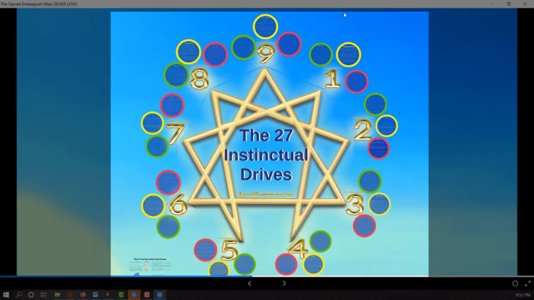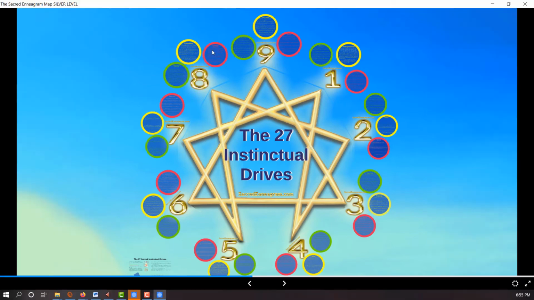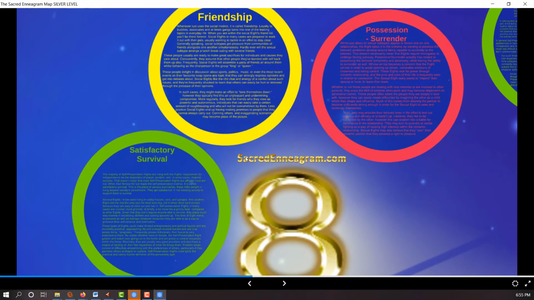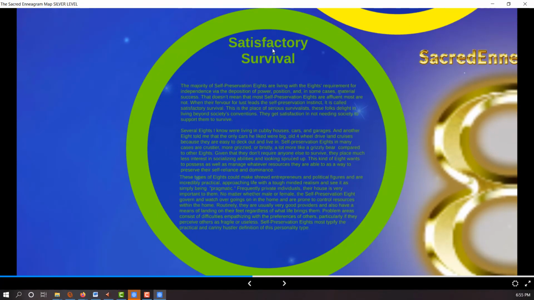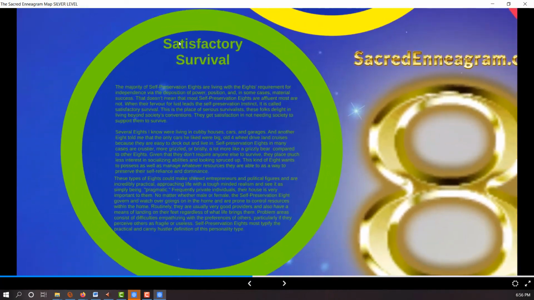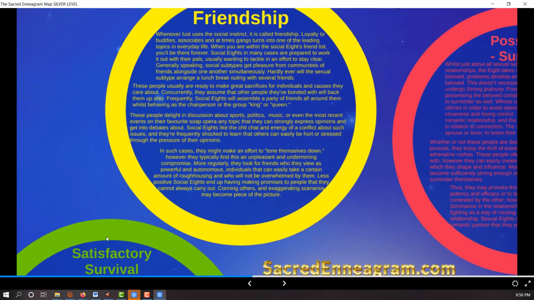Now moving on, this is the main instinctual subtype illustration here. And in each one of these circles, we have the information relating to self-preservation, social, and sexual. So for an example, zooming into Enneagram Type 8 again. Enneagram Type 8 and their self-preservation instinct is called satisfactory survival. And in this circle here, we have what it looks like for the Enneagram Type 8 with self-preservation instinct. I won't read through all that, but it's all there for you to look at when you get your own silver level Enneagram map at the links below.